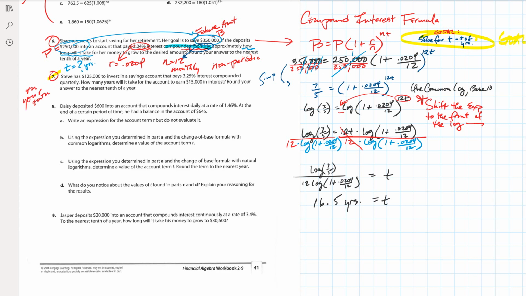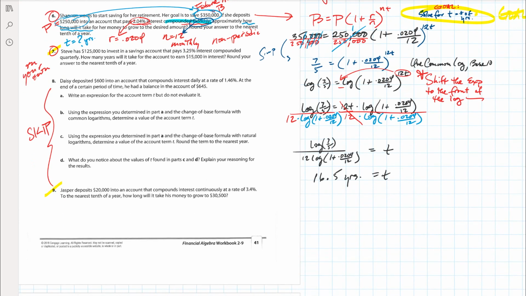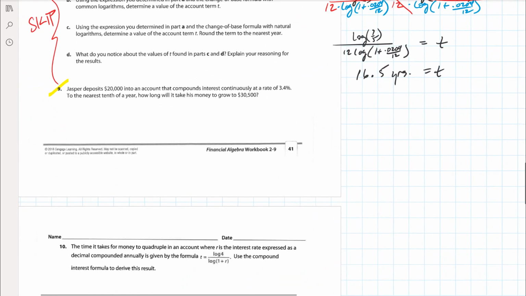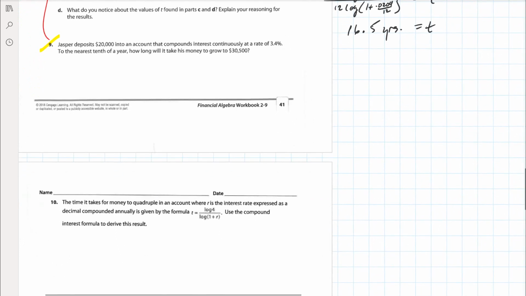Let me look at number 8 here. Okay, number 8, we're going to skip number 8. Number 9, you're going to do. Ooh, we better do number 9. I'm going to do number 9 with you. So let's work on number 9. All right, last one, and then we'll do the rest of the next one.